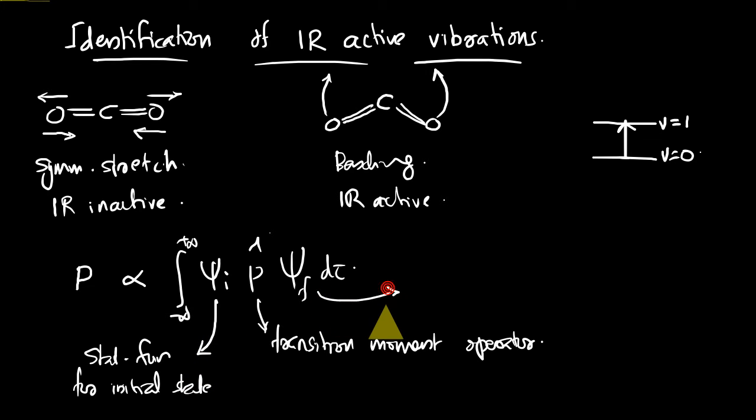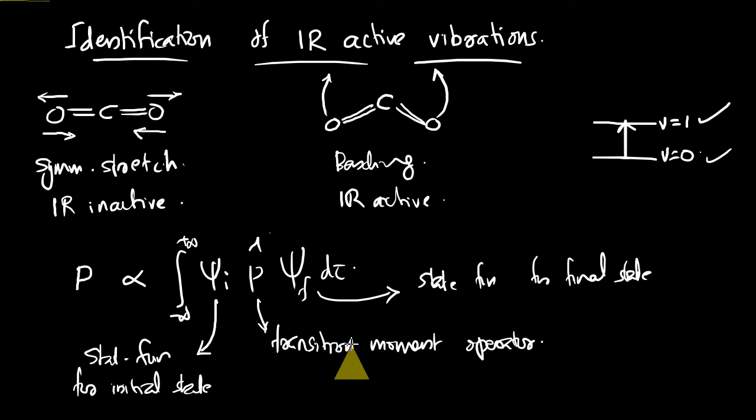And psi f is the state function representing the final state of the molecule. Final state means after excitation or after the spectral transition. For example, the initial state corresponds to V equal to 0 and the final state corresponds to V equal to 1, the excited vibrational state. So psi I and psi f are the state functions corresponding to the initial state and final state of the molecule, meaning the state of the molecule before the spectral transition and after the spectral transition.